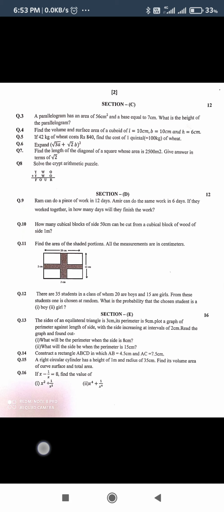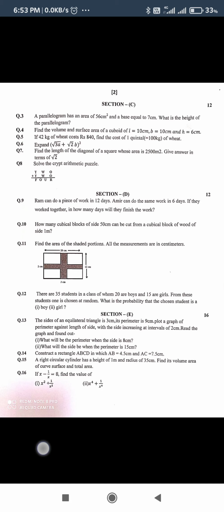So here question number 9 is: Ram can do a piece of work in 12 days. Amir can do the same work in 6 days. If they work together, in how many days will they finish the work? Okay, so we have to find in how many days they will finish the work together.